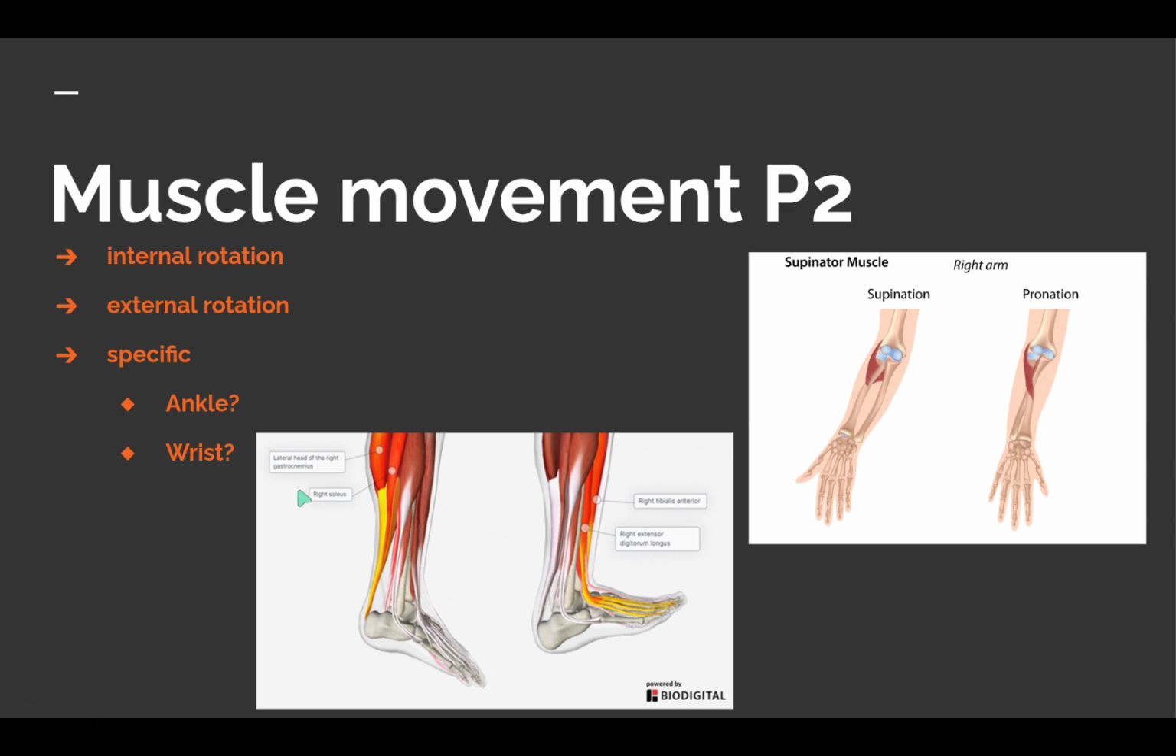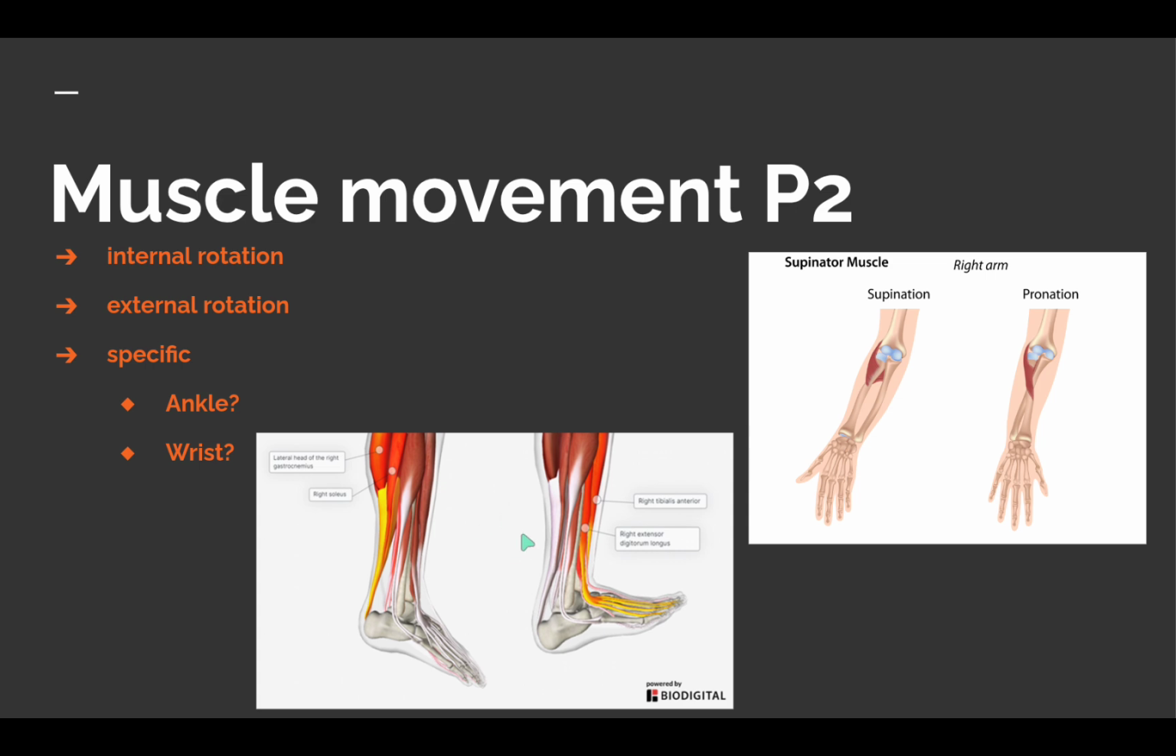In regards to the ankle, we've got four different movements. One of them being plantar flexion, which means that we point our toes down to the floor, and the muscles involved here are the gastroc and fibularis longus. In regards to the opposite way we go, which is called dorsiflexion, bringing the toes up, the tibialis anterior and the extensor digitorum longus are involved.